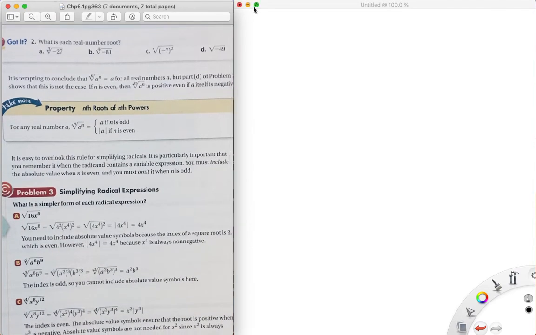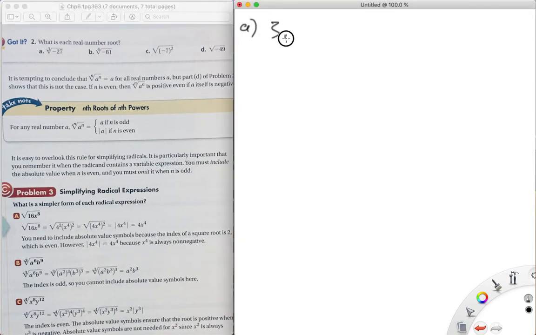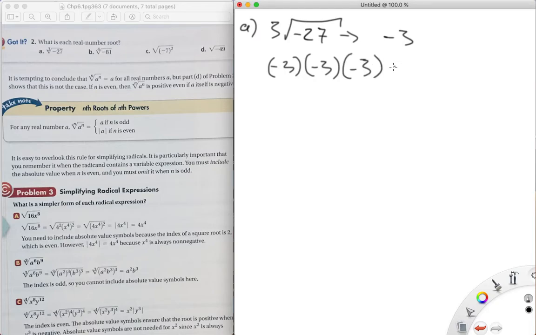So cube root of negative 27 is going to be negative 3, because negative 3 times negative 3 times negative 3 equals negative 27. Yay.